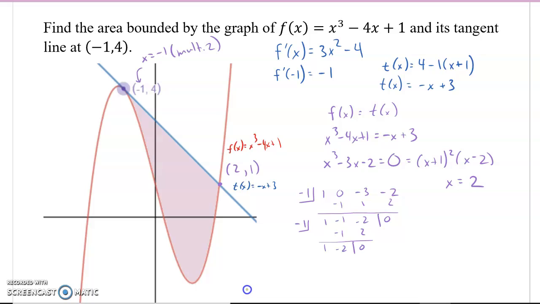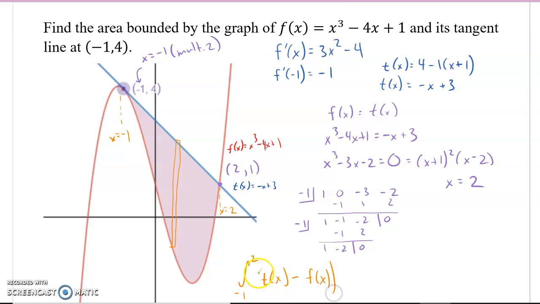We're going to set up the integral. The integral is going to start at this x value of negative 1 and end at this x value of 2. So from negative 1 to 2 of top minus bottom. The top, in this case, is the tangent line, t of x. The bottom is the curve, f of x. So t of x minus f of x.